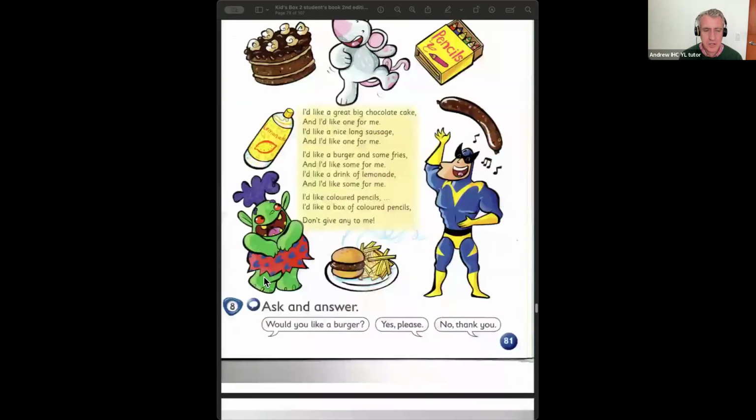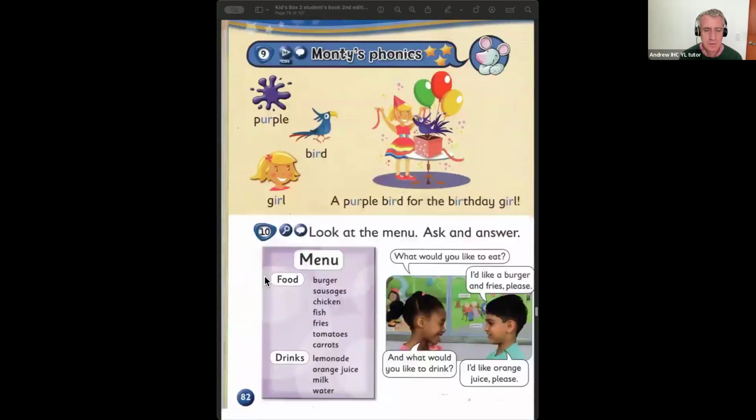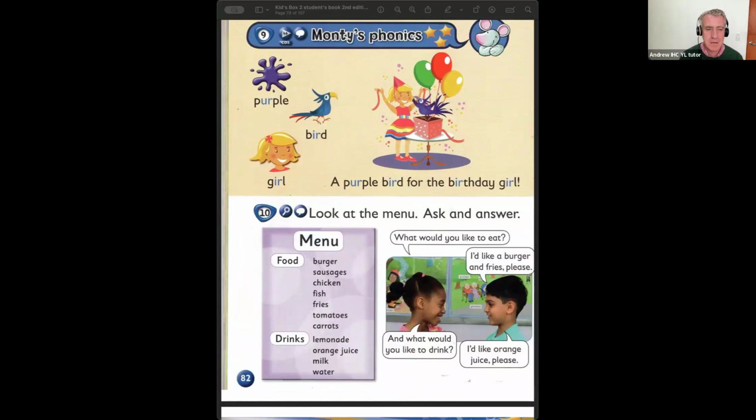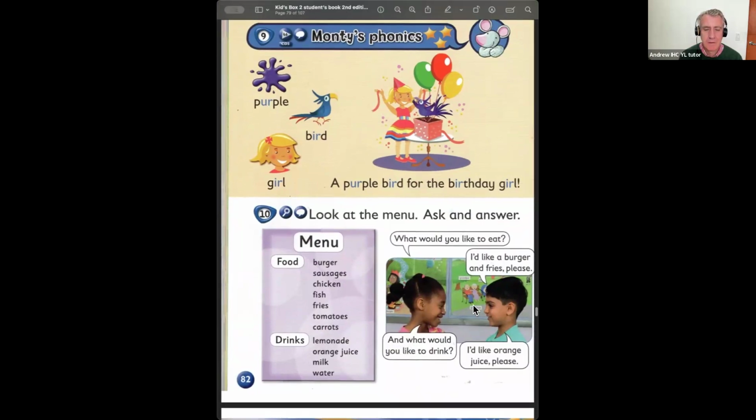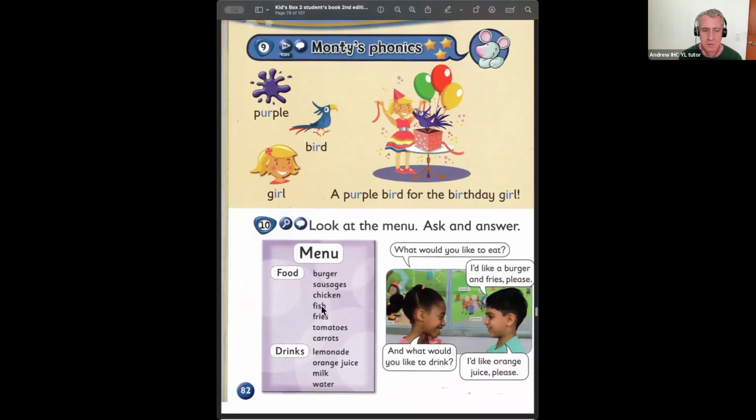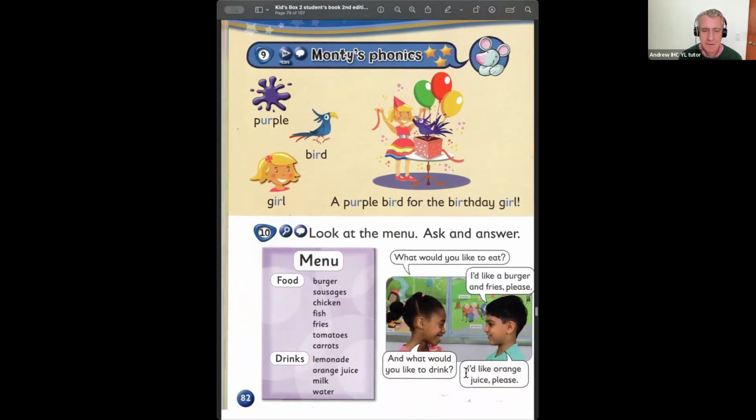The task is on page 82. Here. Imagine you've invited someone to your party and there's a menu. So what would you like to eat? What would you like to drink?